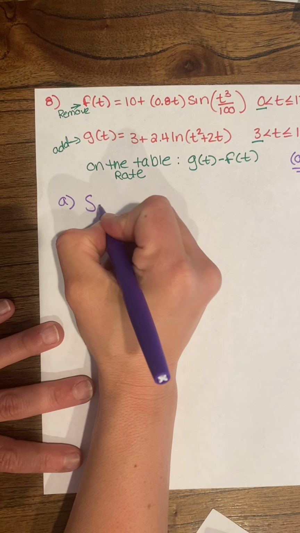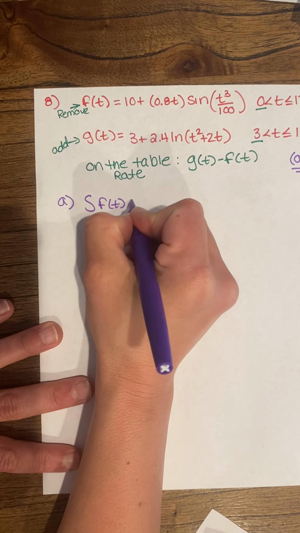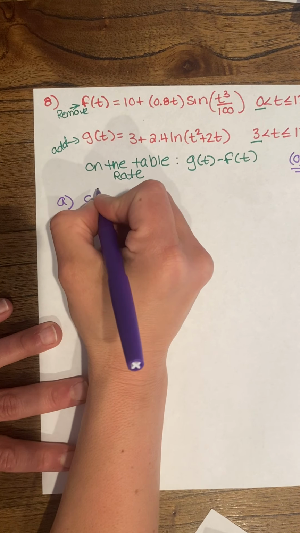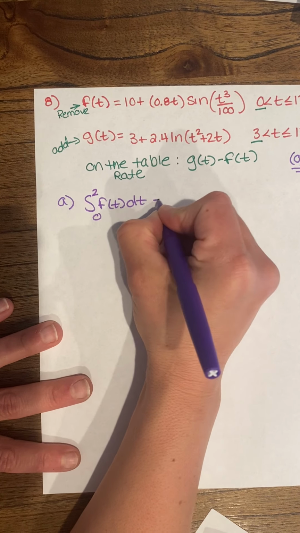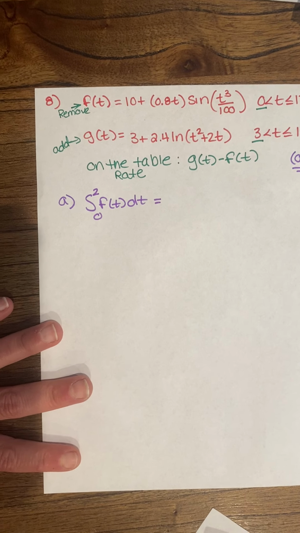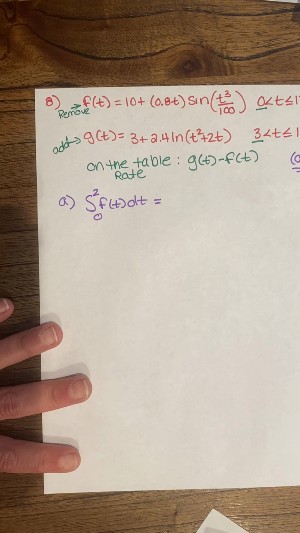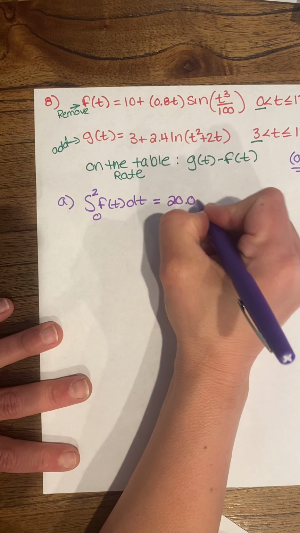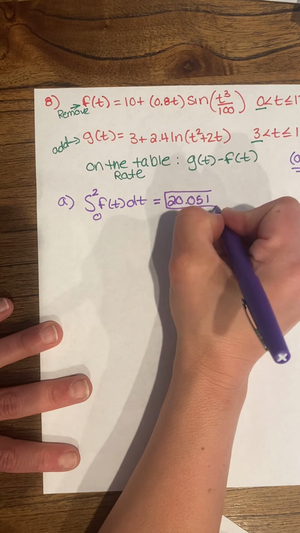So all I have to do is integrate the f of t equation from its starting point, which is 0, to what I want, which is 2 hours. Okay, so we just plug that into the calculator. We round it to 3 decimal places. They didn't tell us to round anywhere else. So here we get 20.051 bananas.